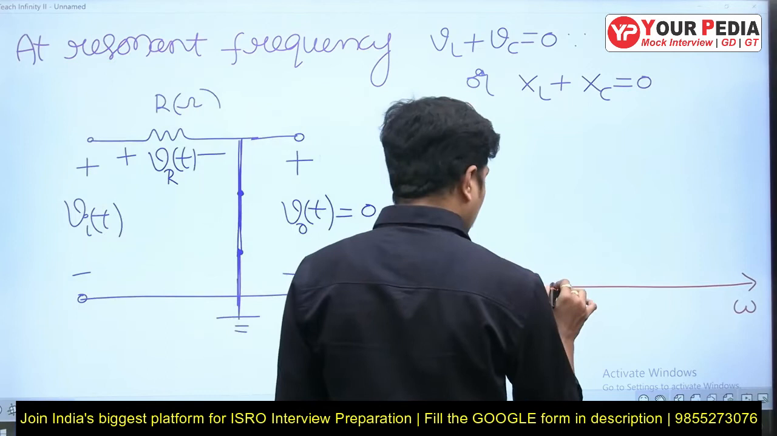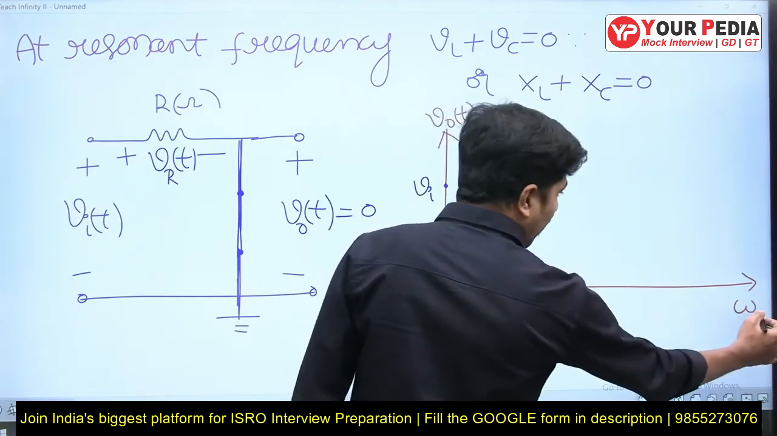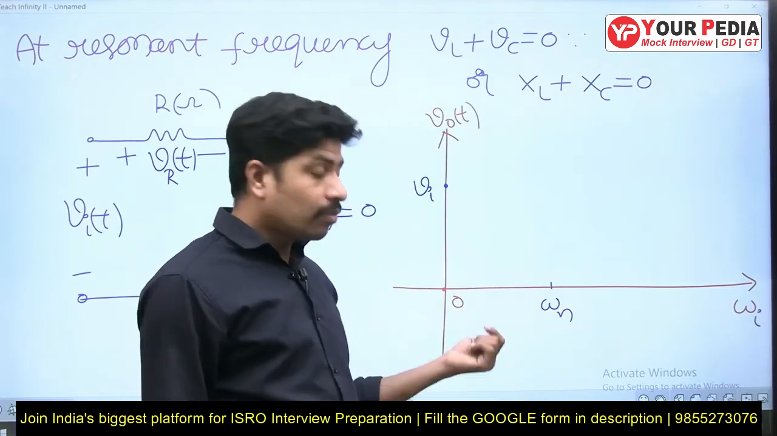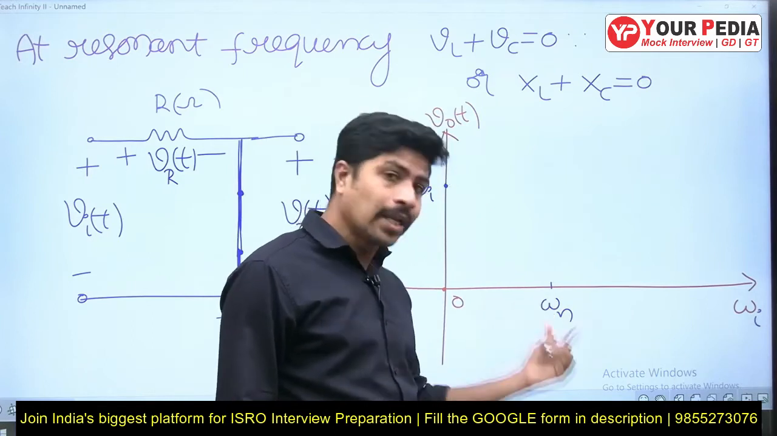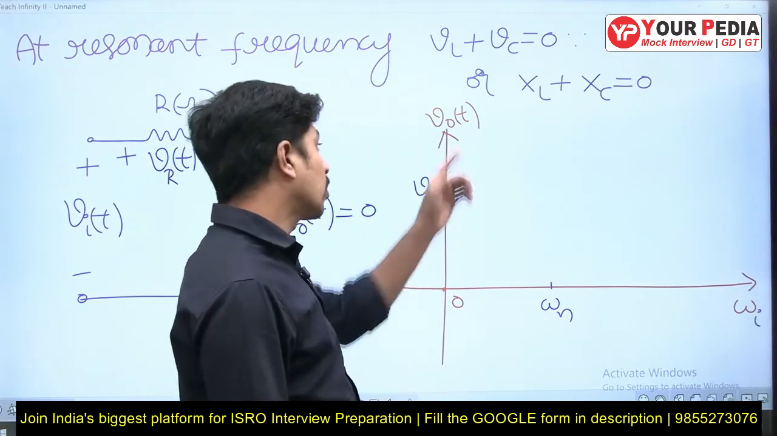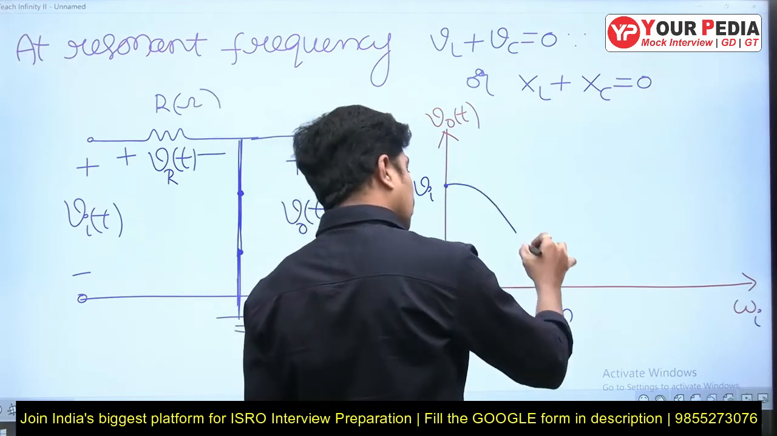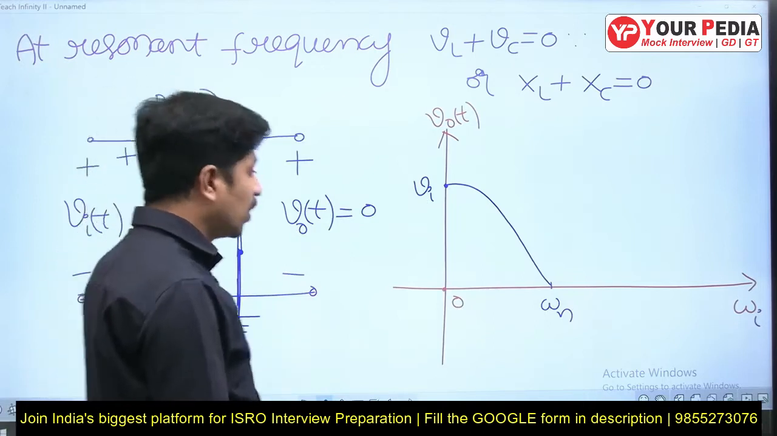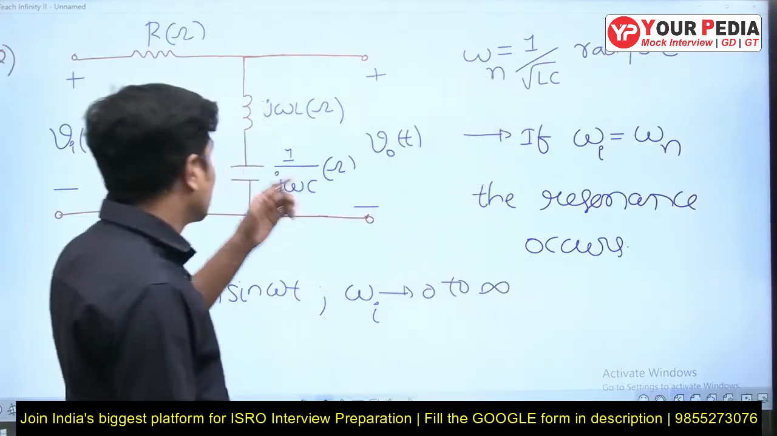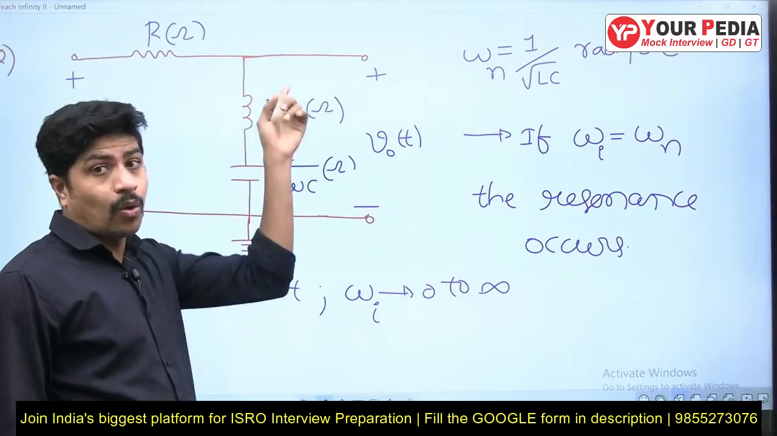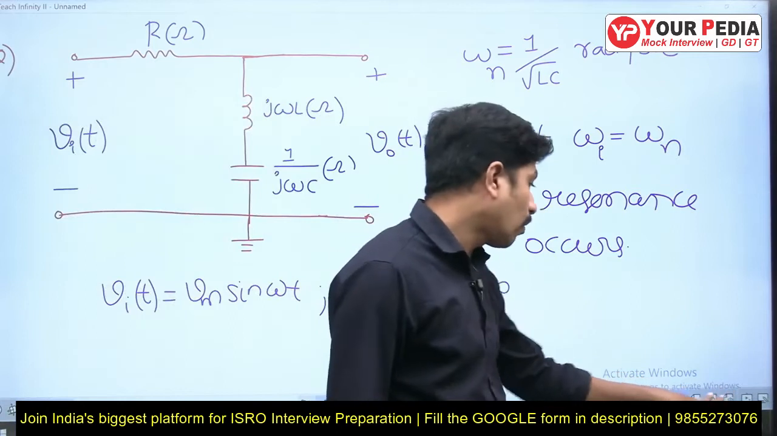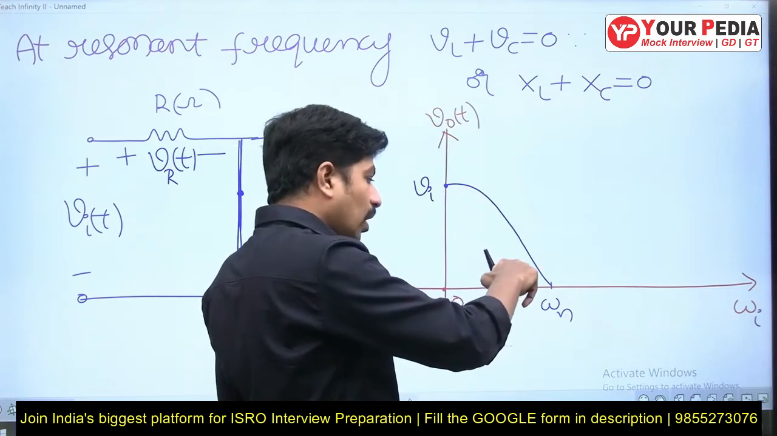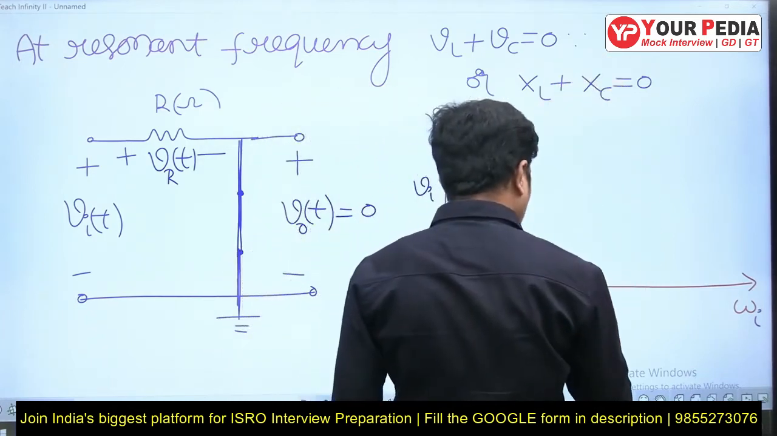Now this is the frequency at which resonance occurs, this is omega I. We are varying the input frequency, but at some particular value omega I is equal to omega n. At that point, what is the voltage V naught of t? 0, so it is decreasing like this. Finally, at omega equal to infinity, this is open circuit, this is short circuit, but overall it is open circuit. Total voltage appears across the output. So it goes from Vi to 0, and again 0 to Vi.